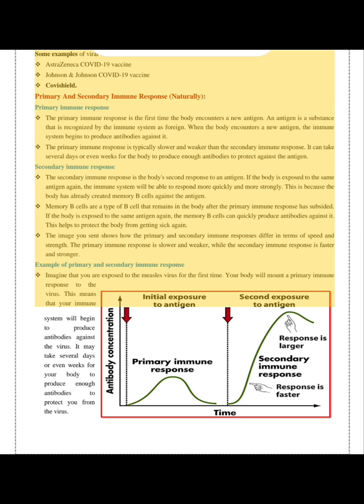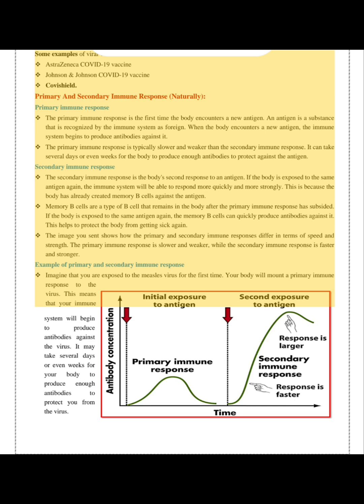The image you sent shows how the primary and secondary immune responses differ in terms of speed and strength. The primary immune response is slower and weaker, while the secondary immune response is faster and stronger. Example of primary and secondary immune response.